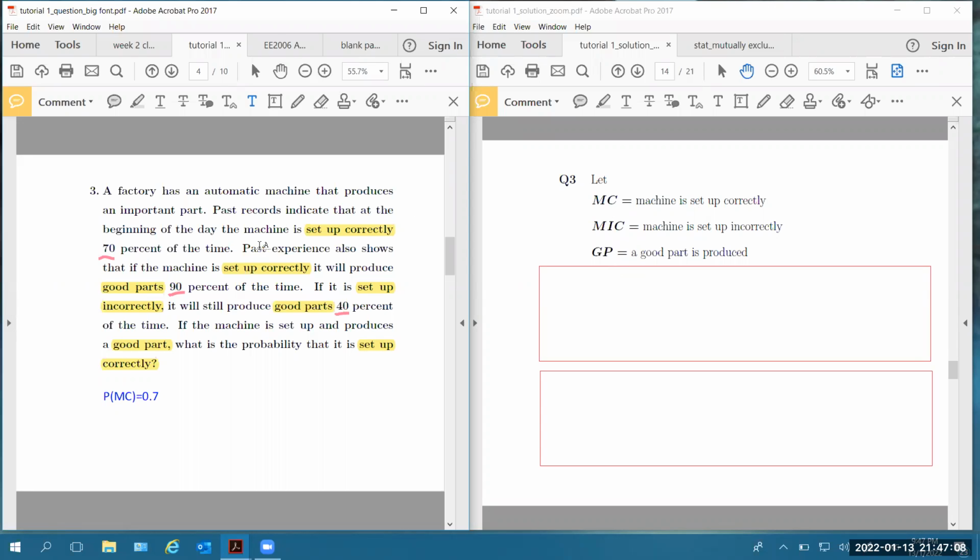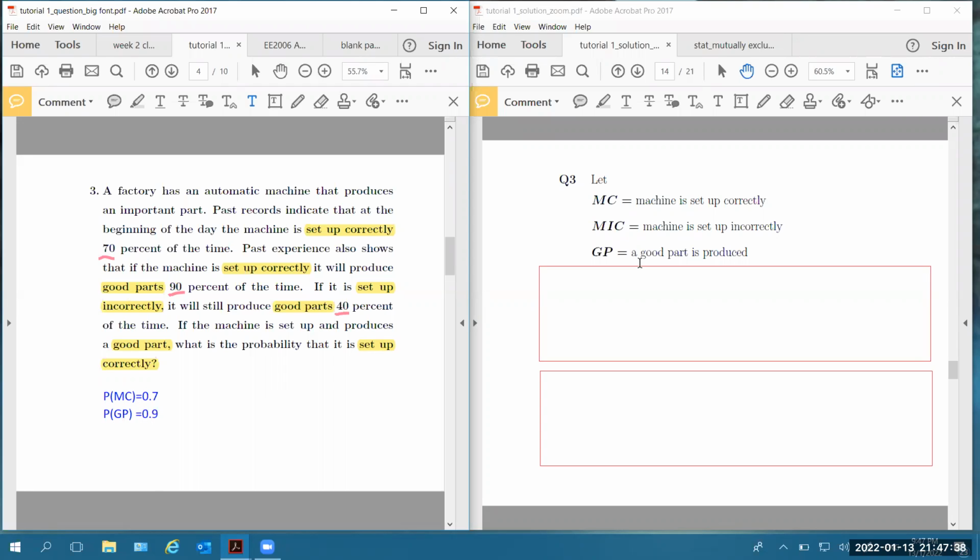Now you go to the next sentence. Past experience also shows that if the machine is set up correctly, it will produce good parts 90% of the time. A good part is produced, that is GP. It will produce good parts 90% of the time.